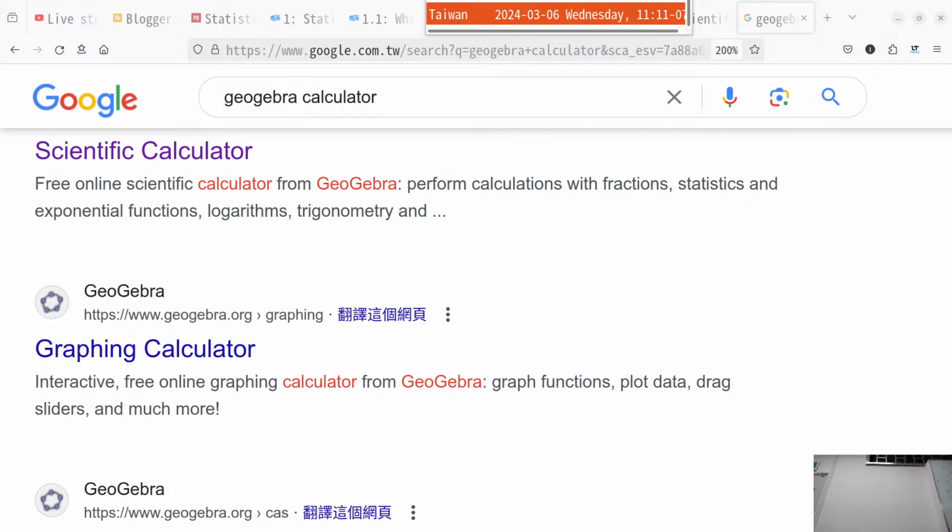Okay, let me switch to the next one. 18 minus 18 is 0. 30 plus 18 is 48.